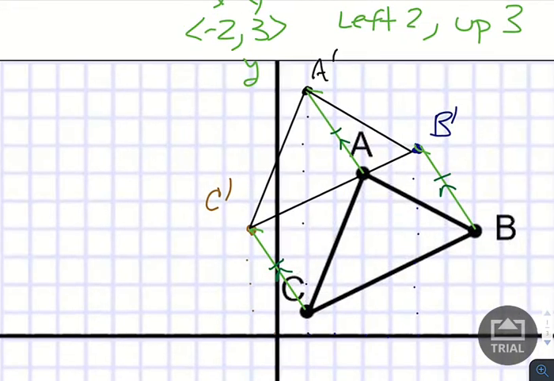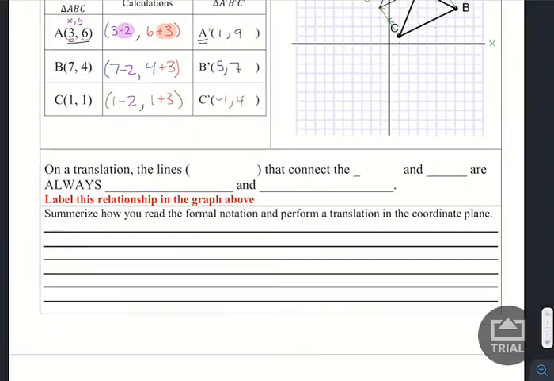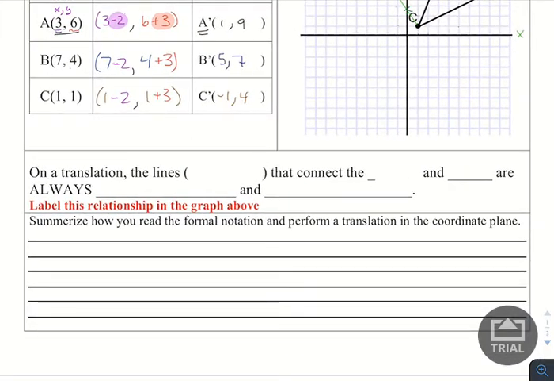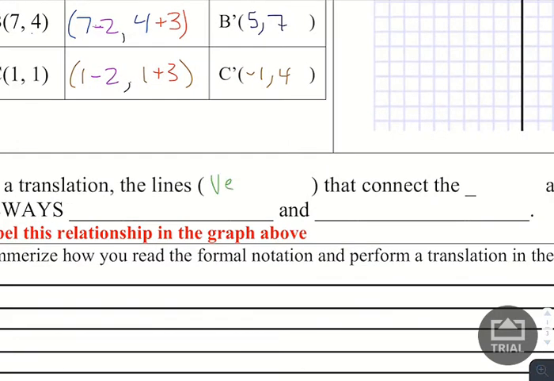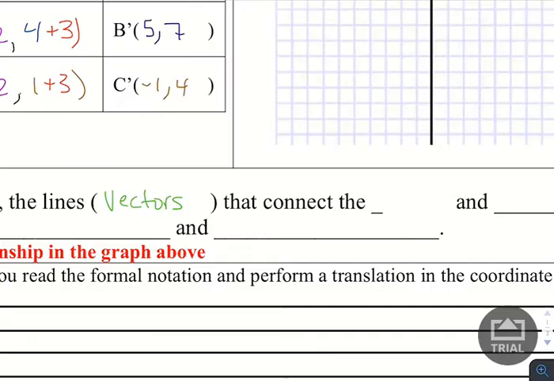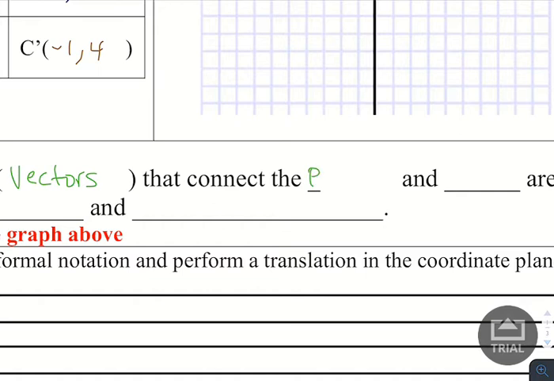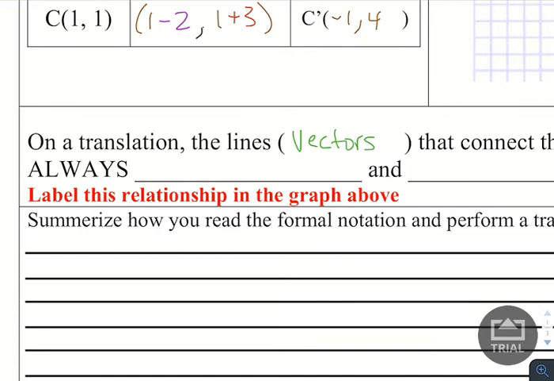And so let's do a little cleanup here. So on a translation, the lines, and if you do recall, the lines are something we're going to call vectors. That's the green lines up here that connect the image and the pre-image. That connect, oh, look at that, the pre-image and the image. Okay, are always going to be, and you guys know this, they're going to be parallel and congruent. And so that's actually is going to make the shapes congruent. And so like that distinction is actually really, really important.